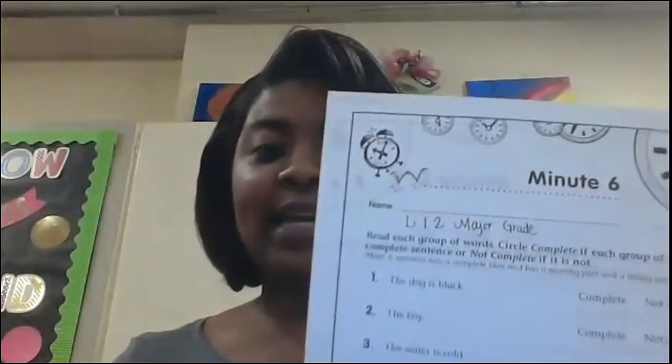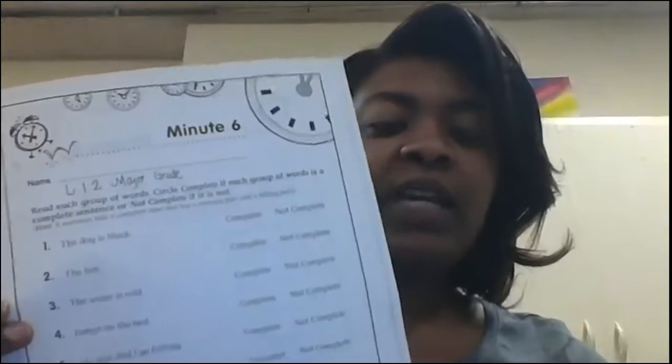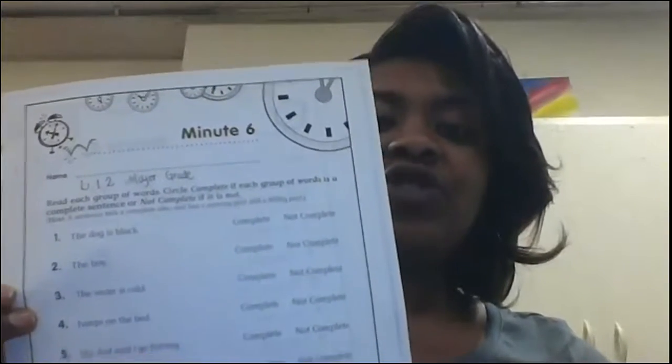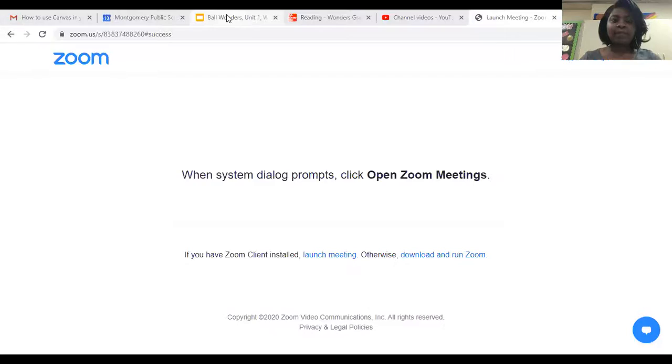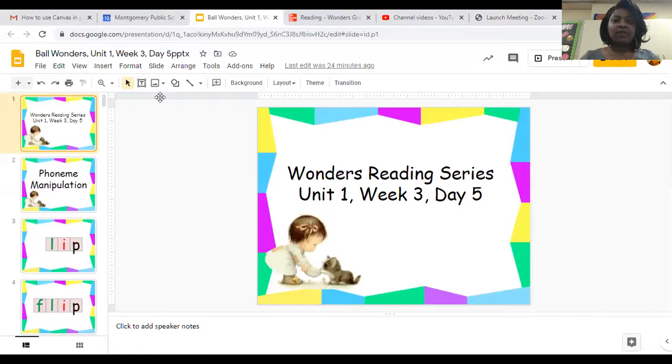For this lesson, you are going to need your Read Your Turn practice book, and you are also going to need Minute 6 from your packet. So you should have this. This is going to be our test for this week, and I know that you guys are going to do extremely well on it. So let's go ahead and get started for today. All right, we are Unit 1, Week 3, Day number 5.